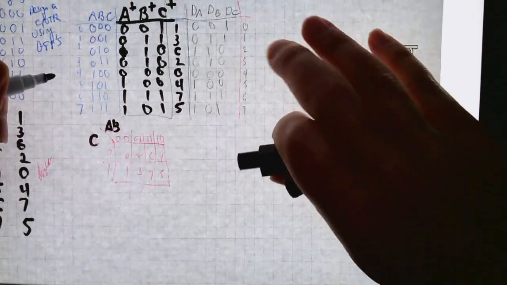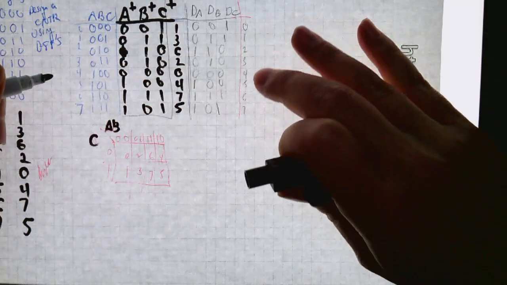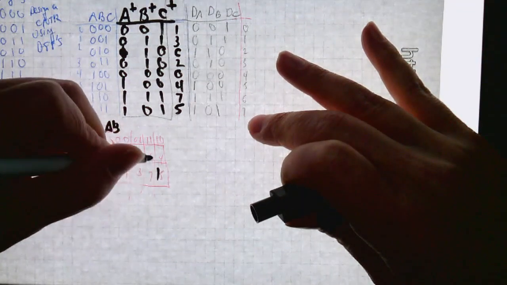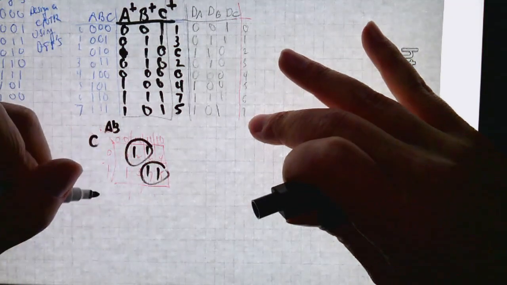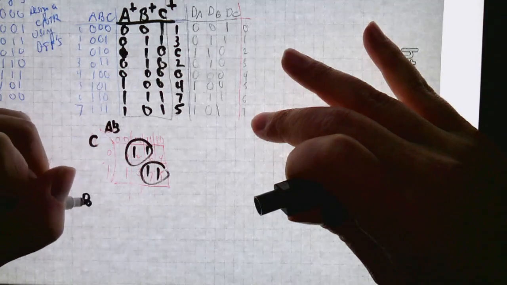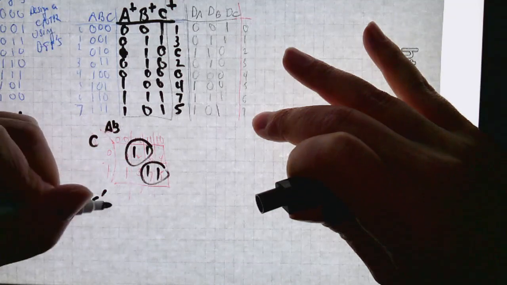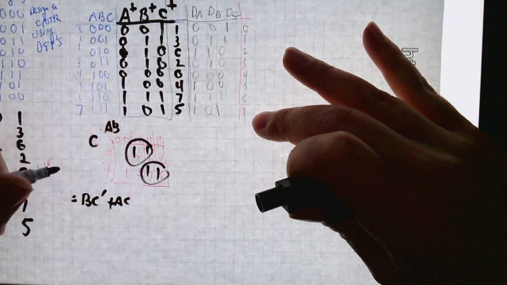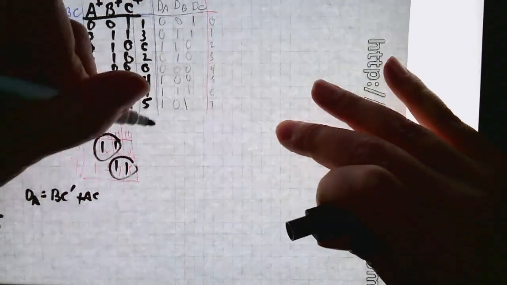Make sure this gets on the screen. Rows 2, 5, 6, and 7. I got loops in through here, and that'll give me BC prime and AC. And that'll be the input to D sub A. And now I'm going to do it again.